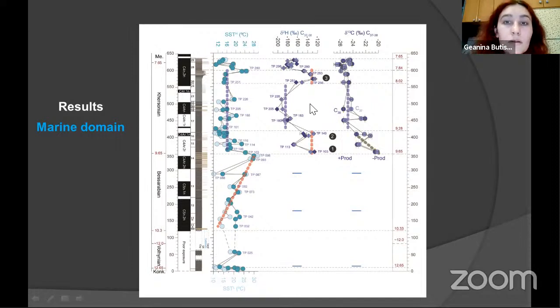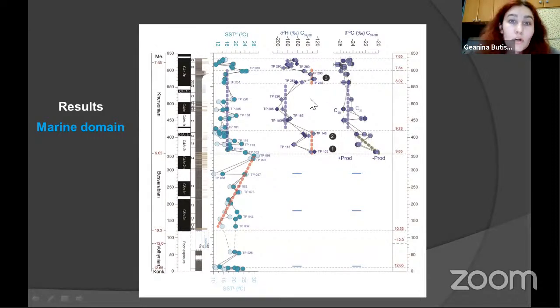In between the second and the third episode, we have a more humid interval, and also a smaller one in between the first and the second dry episode. We interpret them as dry episodes because the hydrogen isotopic values indicate very high evaporation.